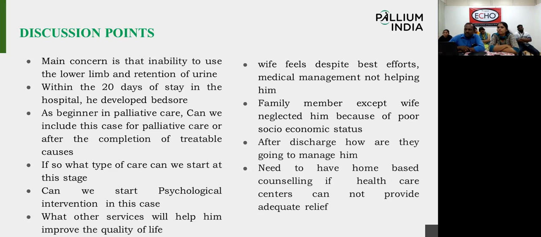Madam just now said that it is important to care for the caregiver also. So these three children have to be there in the family meeting, and we have to make a plan. So what are the other services that will help him to improve the quality of life? Anybody?